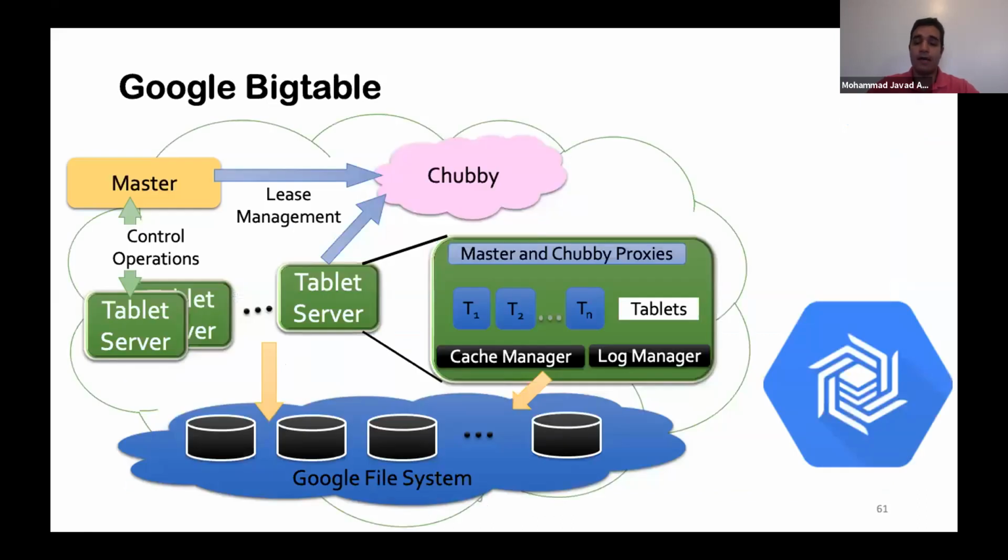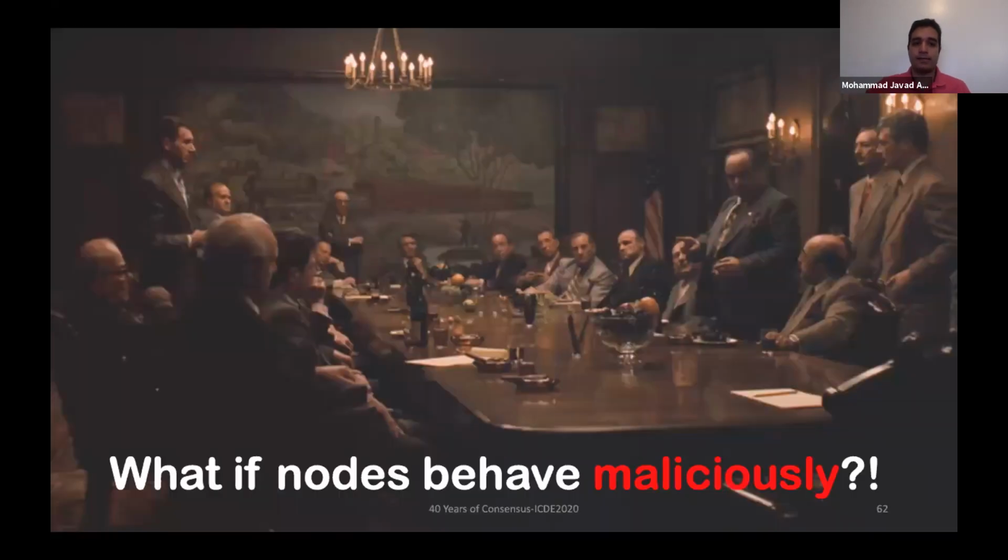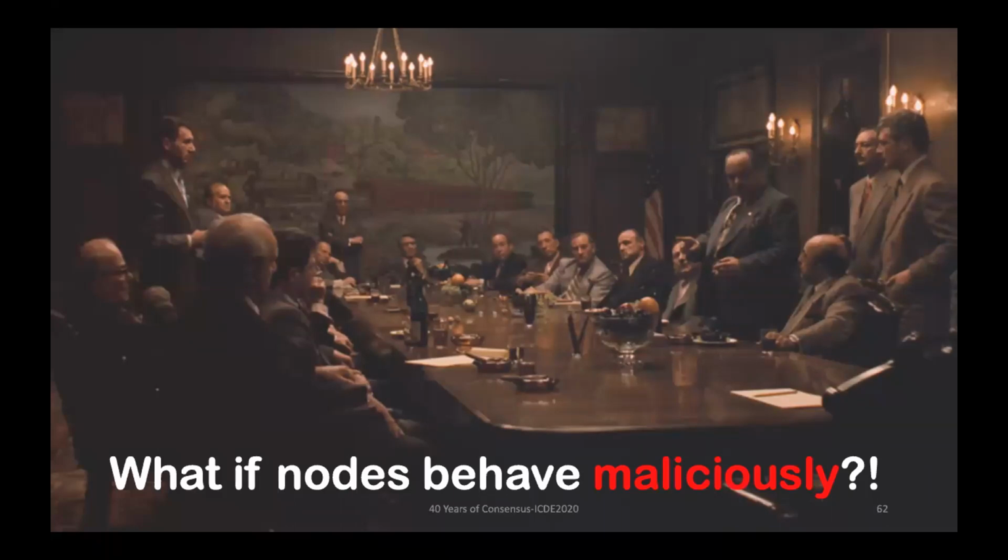Similarly, we have Paxos in Google Bigtable. And in Google Bigtable, we have Chubby, where we want to have consistent metadata. Chubby is going to be a distributed log service for us. It consists of 5 replicas and uses Paxos to keep these 5 replicas consistent. So there are many other systems that are using Paxos. By that, I'm going to move to another domain.